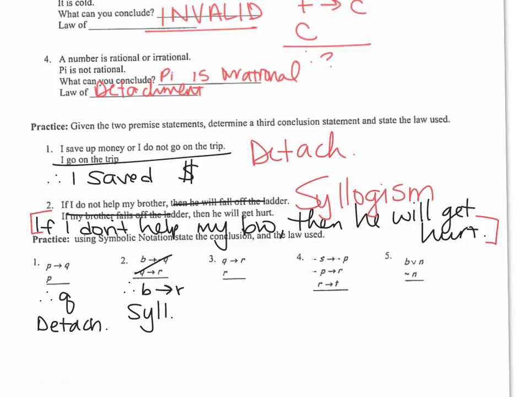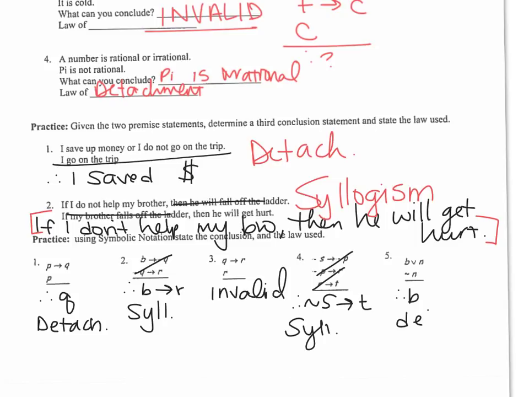Pause the video, try the last 3, unpause the video, we'll go over it together. Number 3, hopefully you wrote is invalid because you can't go from R to Q. Number 4, I have lots of middlemans. I can cross out my P's and I can cross out my R's, so I can say therefore, squiggle S, arrow T, syllogism. And number 5, B or N, not N, so therefore B, detachment. So hopefully you're okay with the laws of logic, so you can keep going with what's expected for you to complete today, or you can be done based on whatever you have finished.